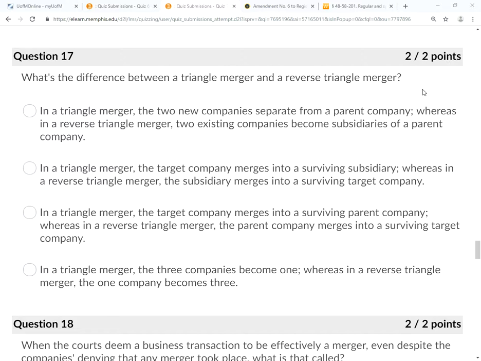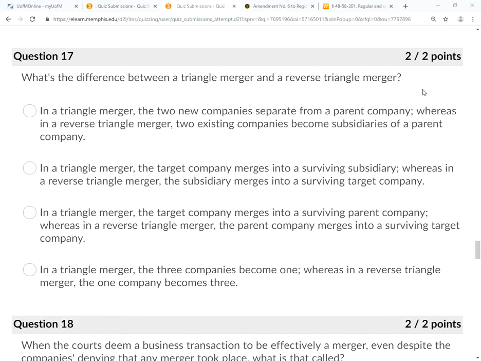The last answer that we see here, in a triangle merger, three companies become one, whereas in a reverse triangle merger, the one company becomes three. That doesn't follow the definition that the textbook gives us. So the correct answer would be answer 2 here. In a triangle merger, the target company merges into a surviving subsidiary, whereas in a reverse triangle merger, the subsidiary merges into a surviving target company.